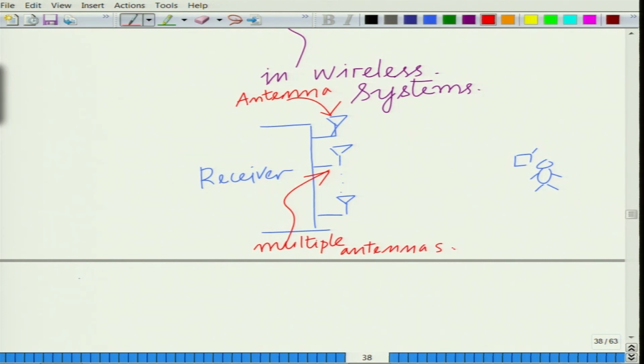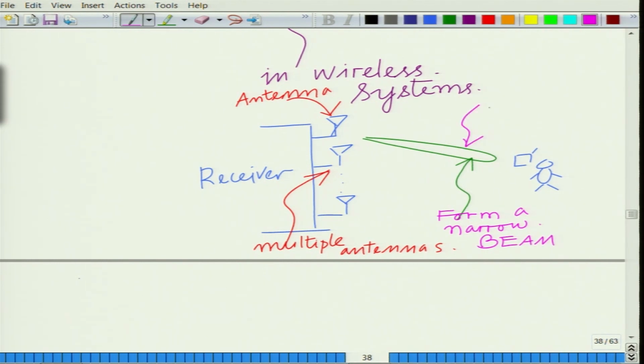Beam forming is only possible when you have these multiple antennas, and what you can see is that you can form a narrow beam towards a particular user, what we term as a beam, and this enhances the signal to noise power ratio and significantly enhances the signal quality.